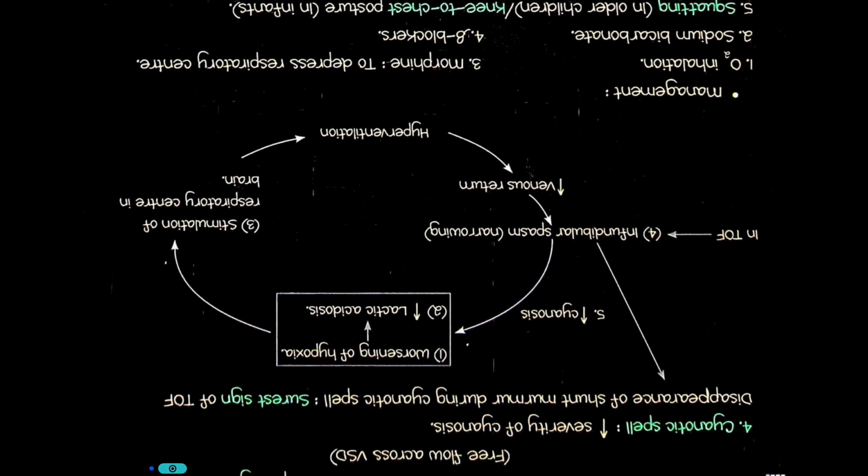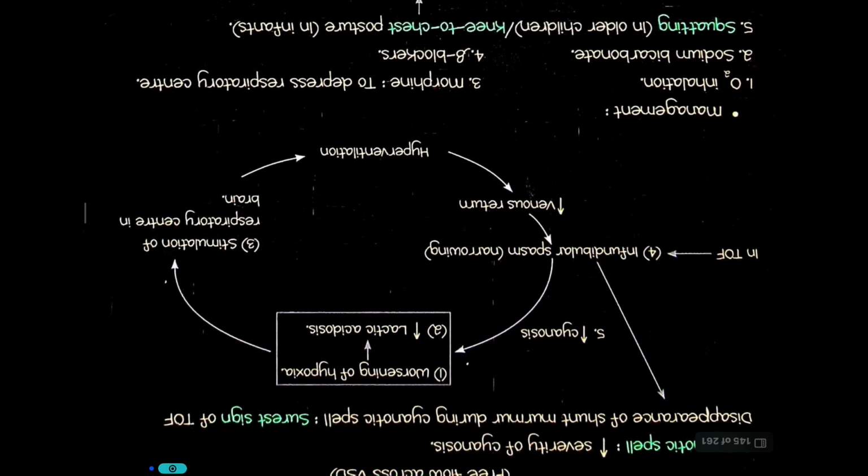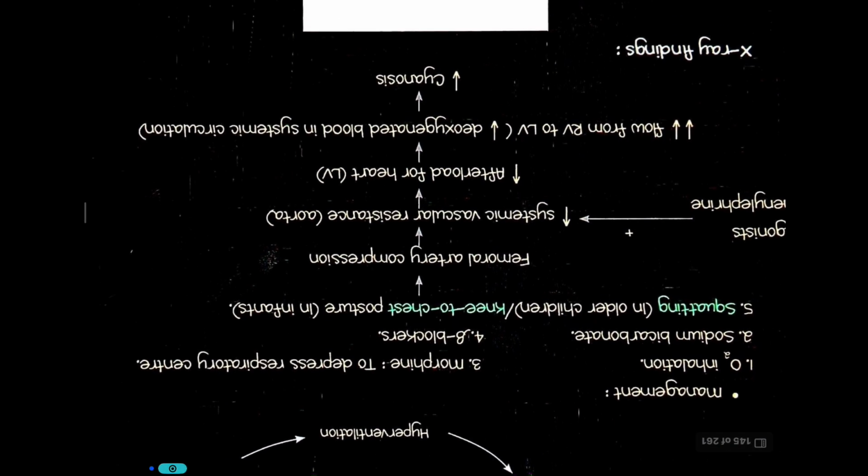First, worsening of hypoxia, then second is increased lactic acidosis, then third is stimulation of respiratory center in the brain, hyperventilation, increased venous return, in TOF infundibular spasm, narrowing, cyanosis, increased cyanosis.